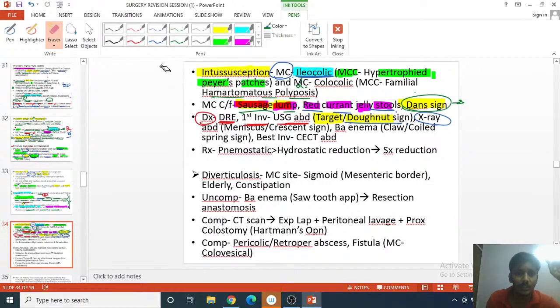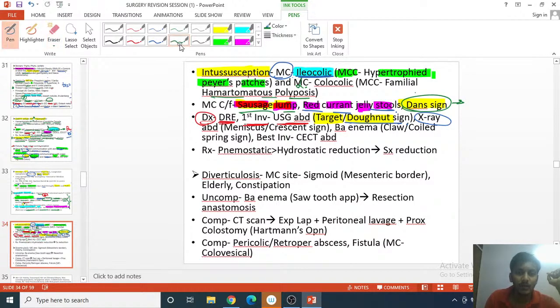But the best investigation if asked, I'm not talking about investigation of choice, I'm talking about the best investigation. The best investigation if asked for intussusception is your CECT abdomen. So usually we do not perform CECT abdomen, but the best investigation, your gold standard investigation if asked, is your CECT abdomen. Usually we perform just ultrasound abdomen and barium enema, please remember.